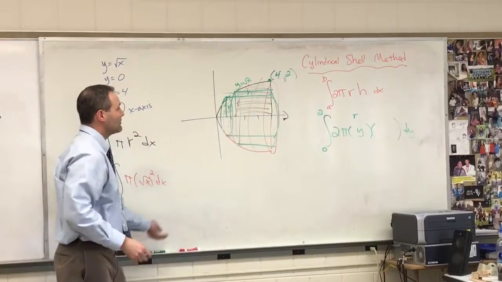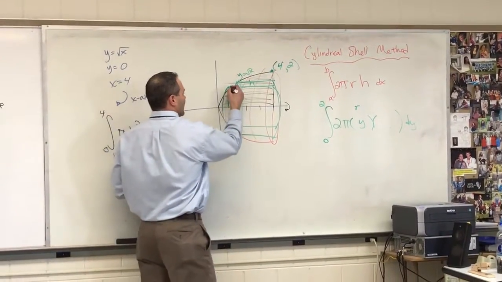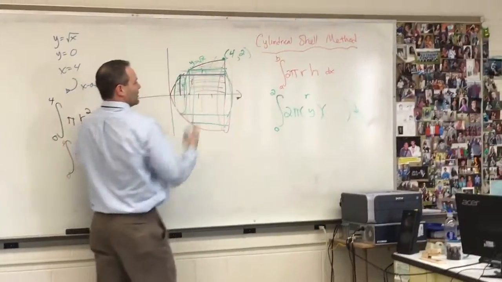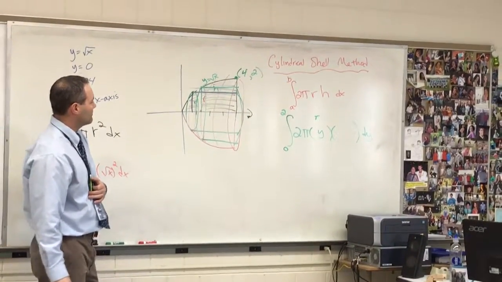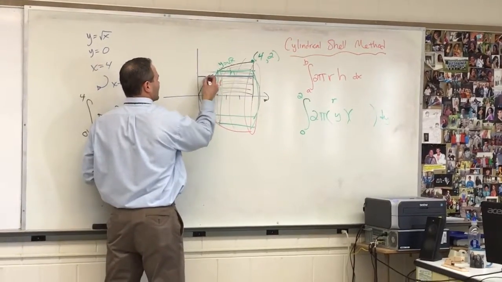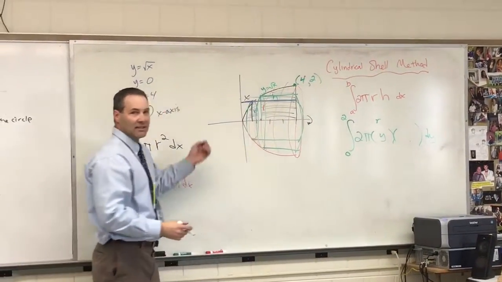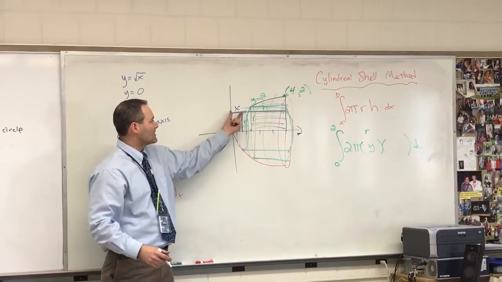So now we have to find the height of our cylinder. Okay, we found r. Now we have to find our height, how long our cylinder is, right? Well, what is this distance right here? That is x. Very good. Anytime you go from the y-axis out, that is x.